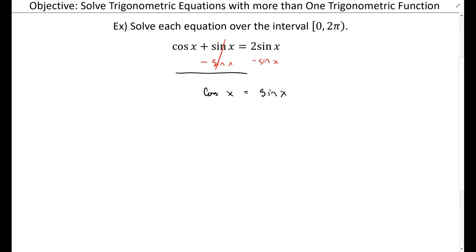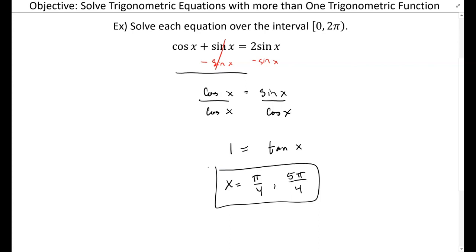Okay. And now what do you guys want to solve for? Doesn't matter. Let's divide by cosine of x. And it doesn't matter. You could divide by sine of x and you would get the same solution. So here we have tan x is equal to 1. Okay, so where is tangent of x equal to 1? That is going to occur at pi over 4, right? Square root of 2 over square root of 2. And then also at 5 pi over 4. In the third quadrant, tangent is also positive. Okay, and then there is our solution.